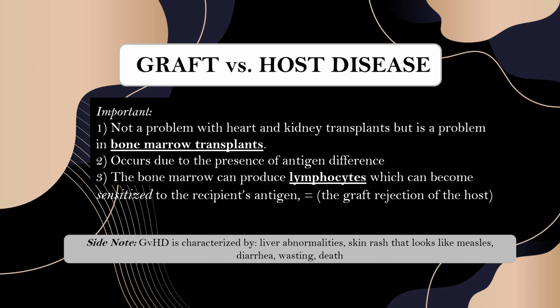The problem occurs whenever there is an antigen difference between the donor and recipient. In this case, the bone marrow can produce lymphocytes which can become sensitized to the recipient's antigen, thus the graft rejection of the host. In medical orientation, GVHD is characterized by clinical signs and outcomes such as liver abnormalities, skin rash that looks like measles, diarrhea, wasting, and death.